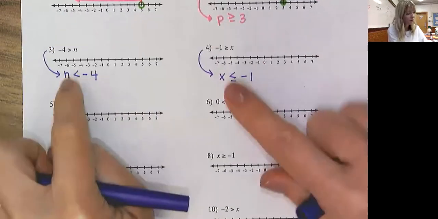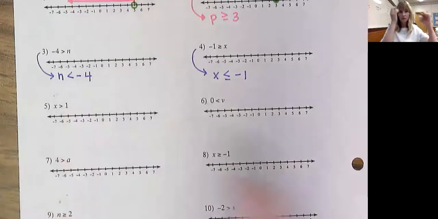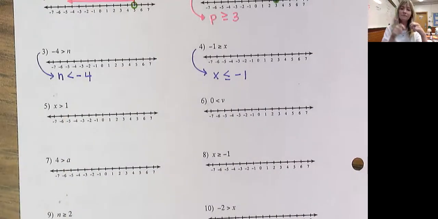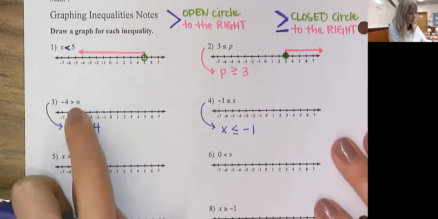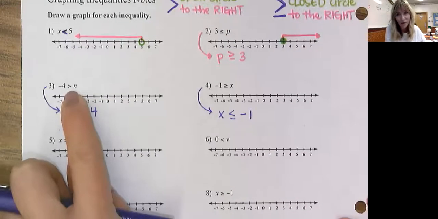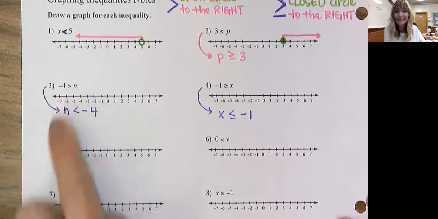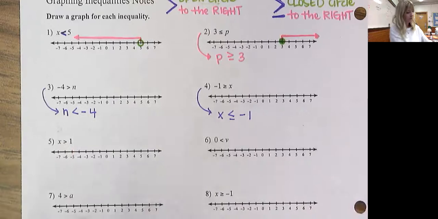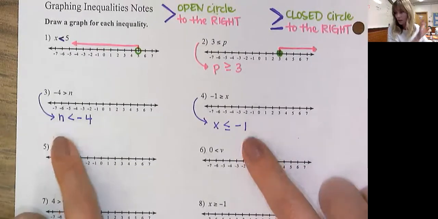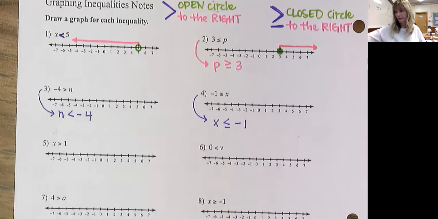Do not graph them until you flip them around, because if you try to graph them the wrong way, your arrow will go backwards. You'll look at this and think greater than. You'll say, okay, greater than, to the right. Ooh, it's not really greater than. That was written backwards. It's actually less than. All right, now that I've flipped those two around, I am going to graph them.